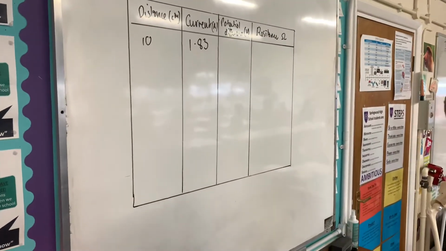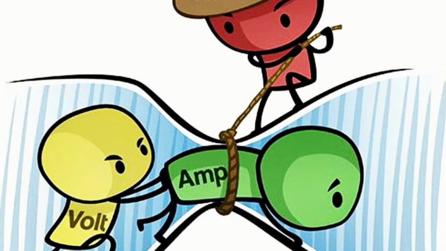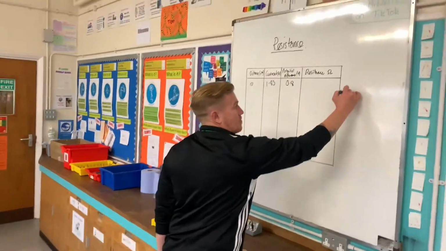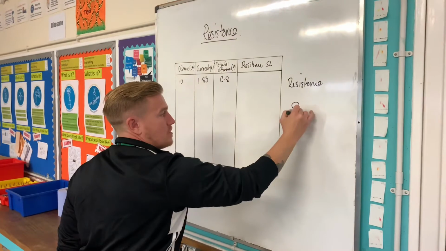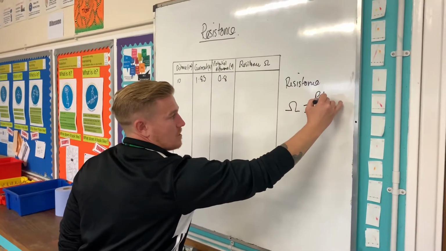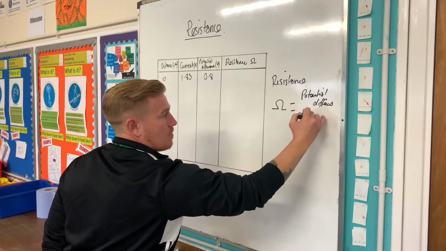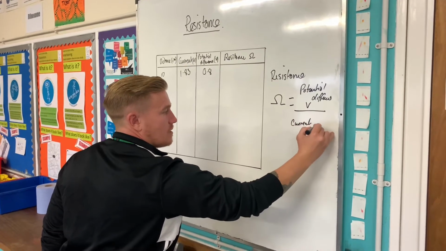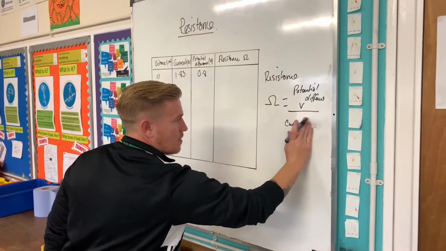So by getting the current and the potential difference in amps and in volts, I can use Ohm's law to calculate the resistance. To work out our resistance, and that's in ohms, what we have to do, everybody, is get our potential difference, which is in what? Volts, and divide it by our current, which is in amps. Okay? Or commonly called I.